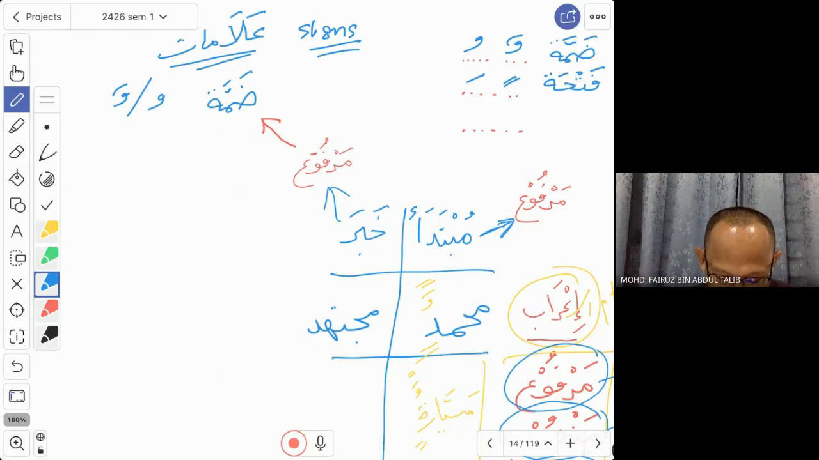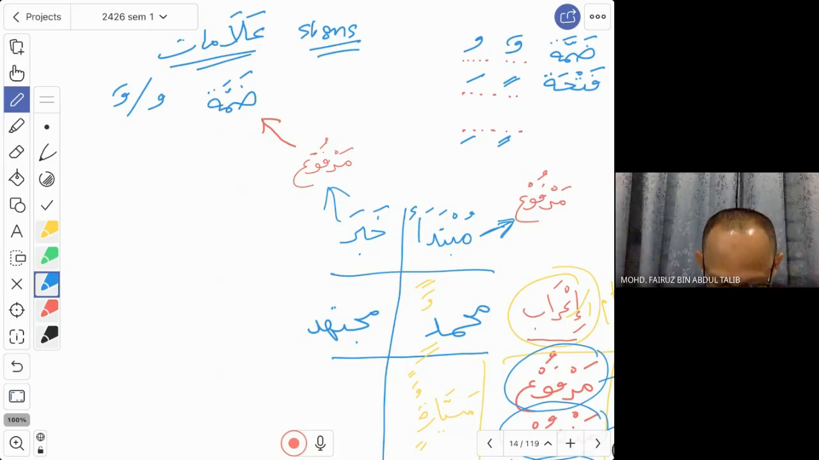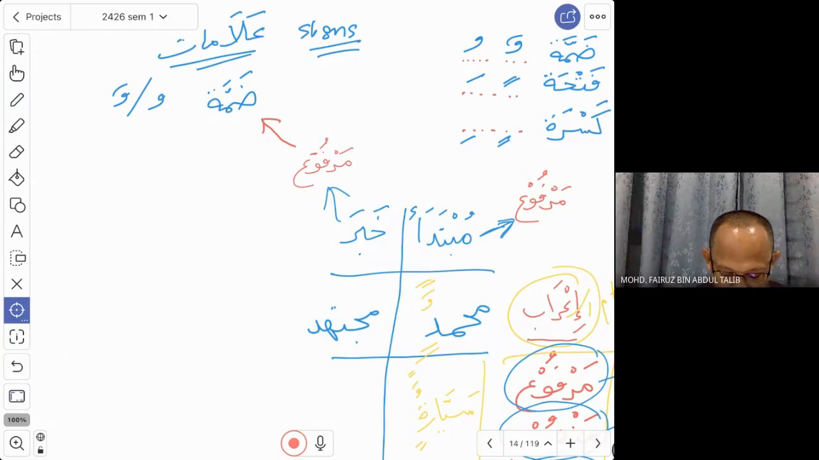And what about this one? Below the letter, what do you call this sign? Kasra. Yes, sahih. So these are the three signs that you normally see at the end of a noun. For example, the word Muhammadun, as I mentioned: sometimes this word ends with a dhamma, so you read Muhammadun. Sometimes it ends with a fathah, you read Muhammadan.